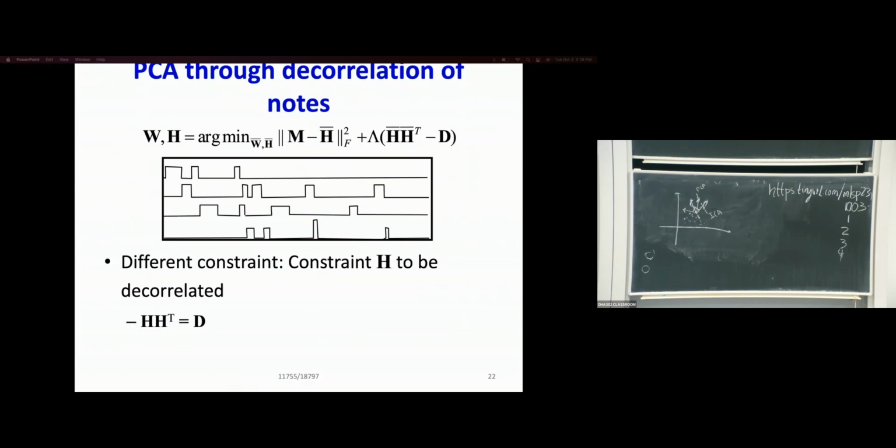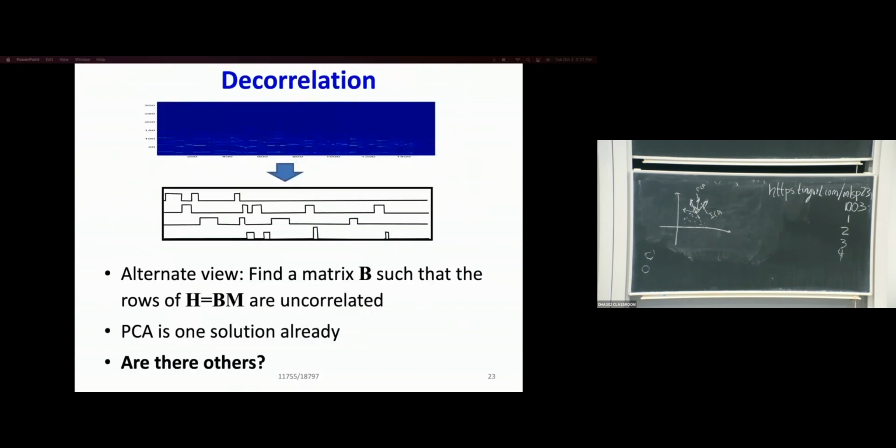If you can enforce HH^T to be as close to a diagonal matrix as possible, then you will have done it. So this is the task: find a matrix B. You already have M. M you can load in numpy. And you want to hit it with a B such that the rows of H become uncorrelated, right? So picture M is like a mix of waves, and once you do a transform with B, the rows become uncorrelated.